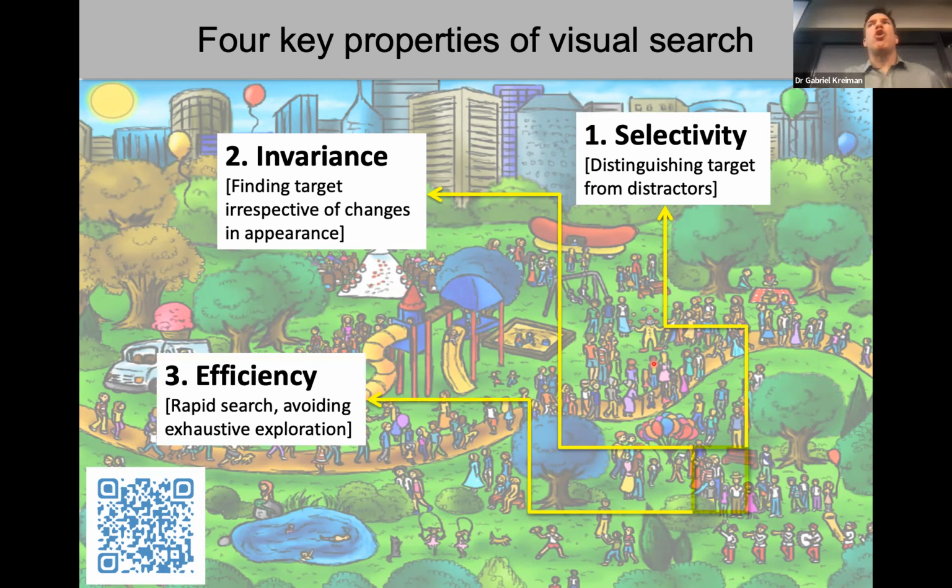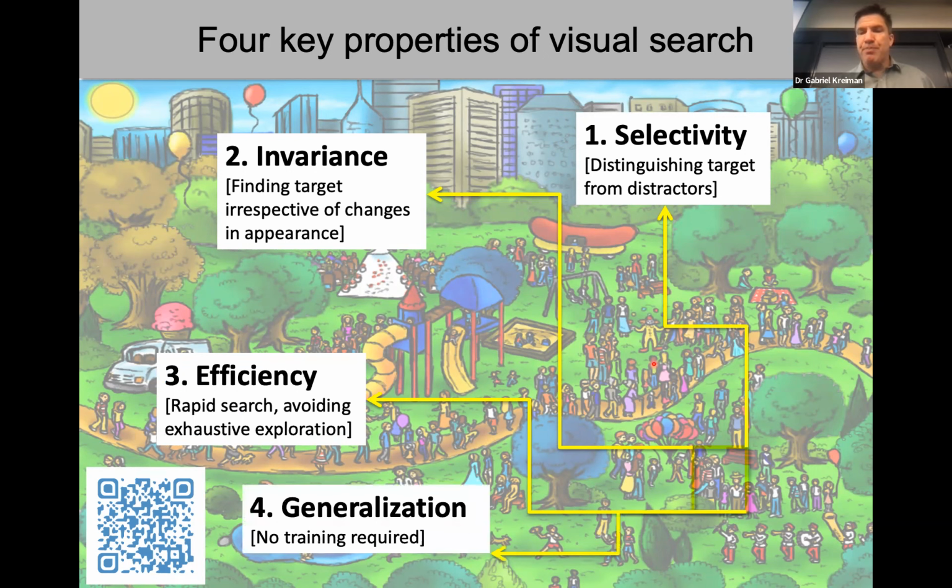We want to do all of this in an efficient manner. That is, I don't want to have a template for Waldo and have to scan the image pixel by pixel through the entire image. We want to be able to move our eyes a couple of times until we find the target. So efficiency is a critical aspect of visual search. And finally, I would contend that we want to do visual search and be able to generalize. That is, we want to be able to do visual search in a zero-shot fashion.